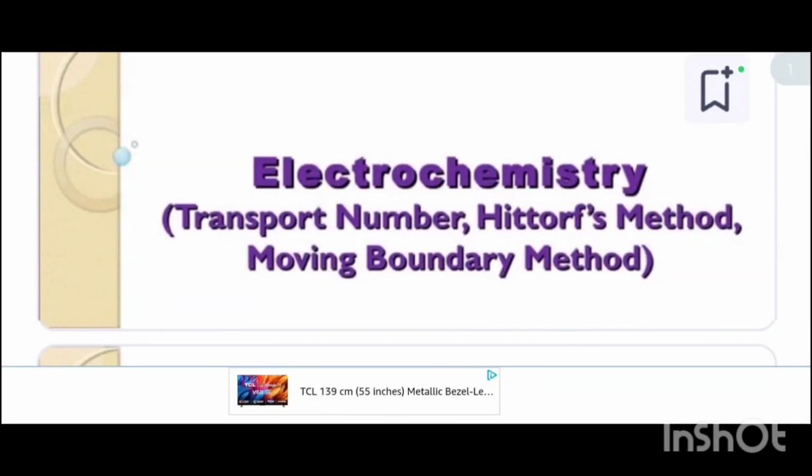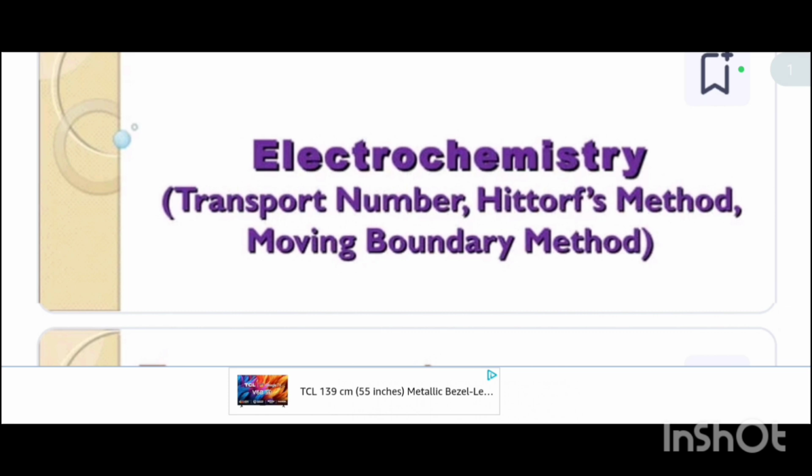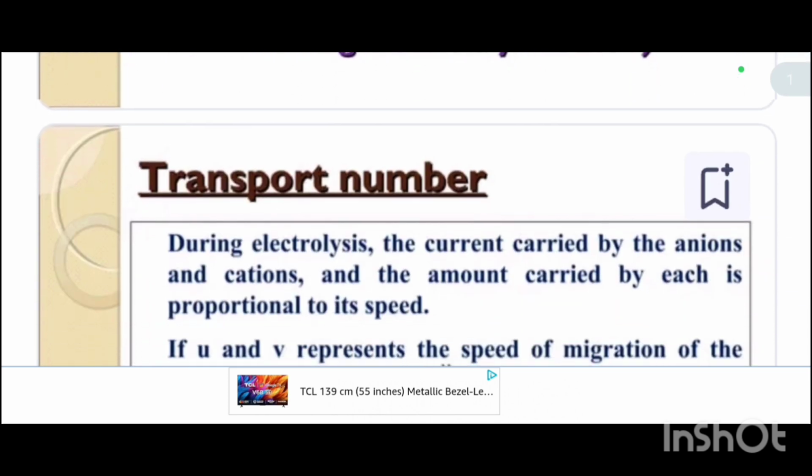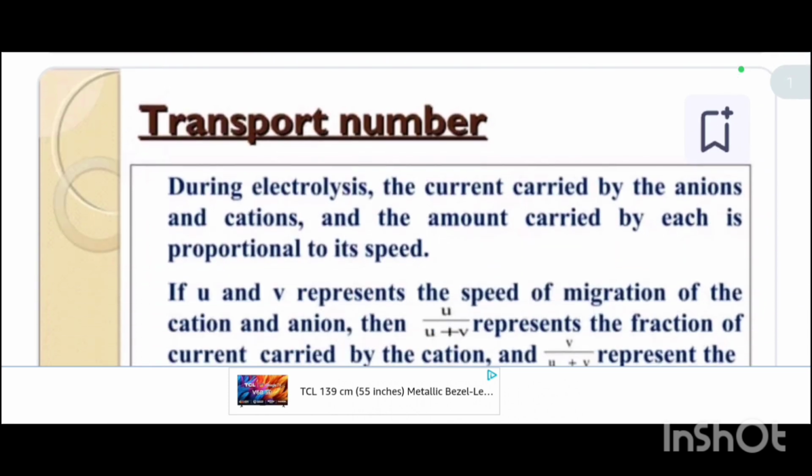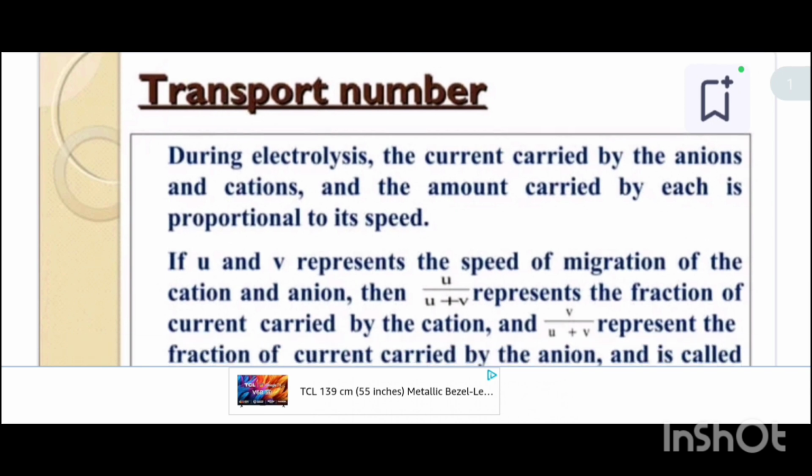Hi, good evening. Today we discuss electrochemistry, and we study the transport number. First, we need to know what the transport number is.